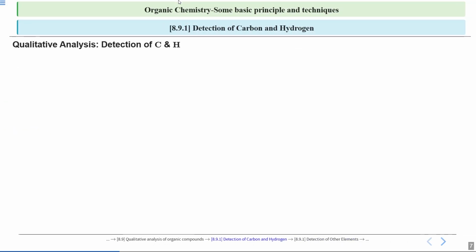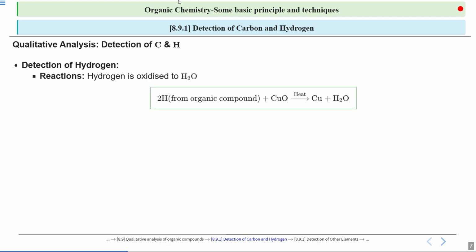Now moving on further, next we have the detection of hydrogen. Previously it was for carbon only. Here is your reaction. If you heat your organic compound with CuO, what will you get? You will get copper and water. This reaction is important because it shows us how hydrogen is transformed into water, which we can then detect. Remember, the presence of water is our clue that hydrogen was present in the original compound.